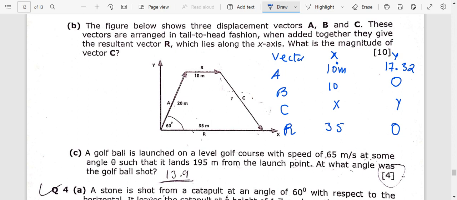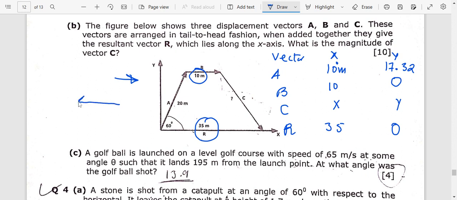My network was breaking. Okay, so we are saying for vector B, since it is parallel to the x-axis, this component is the x component. It doesn't have any y component. That's why the y component is 0. Same with the resultant. It's also parallel to the x-axis, so that would be 35. The y component is going to be 0.